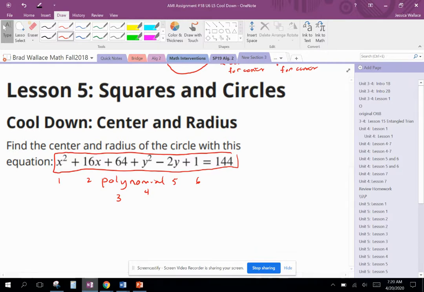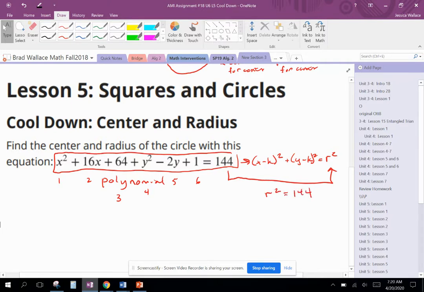Now, what we have to do is make it look like x minus h squared plus y minus k squared equal to r squared. So we have to make it look like that. So we're going to do some algebra to it to make it do so. So we know that the 144 represents r squared. So r squared equals 144.